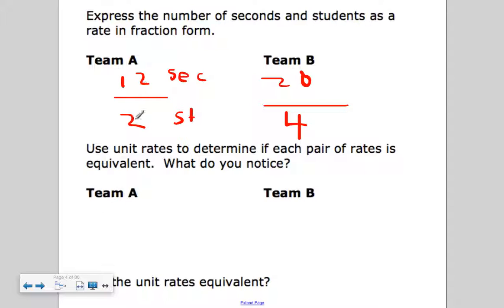So if we divide both of these numbers by 2, that would be 6 seconds per student, for each student, for 1 student. If we divide both numbers by 4, the numerator and denominator by 4, that would be 5 seconds for every 1 student. Are they equivalent? Definitely not. No, they are not equivalent.